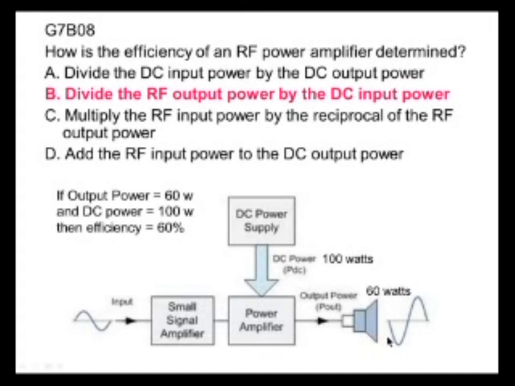Now, in this case, they're showing a speaker, but it works the same way for radio frequency to an antenna. The principle is exactly the same. Then if we have 100 watts coming in, 60 watts coming out, then our amplifier, our efficiency is the 60 watts out divided by the 100 watts in, or efficiency of 60%.